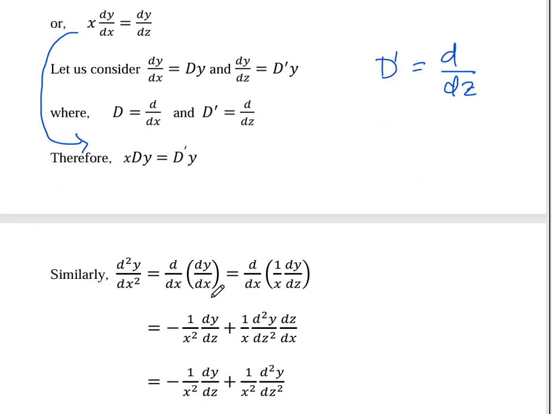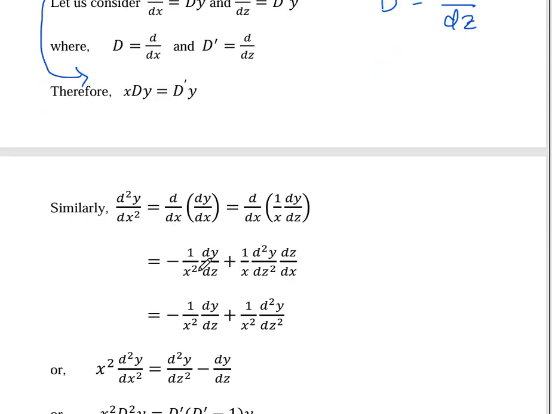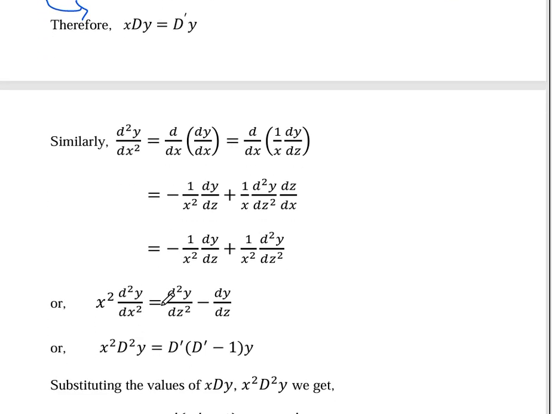Next we have d2y/dx squared, so we can rewrite it as d/dx of dy/dx, that means d/dx of 1/x dy/dz. After taking the differentiation, we have minus 1/x squared dy/dz plus 1/x d2y/dz squared into dz/dx. So finally we have minus 1/x squared dy/dz plus 1/x squared d2y/dz squared. Taking cross multiplication, x squared goes to the left hand side, so we have x squared d2y/dx squared equal to d2y/dz squared minus dy/dz.